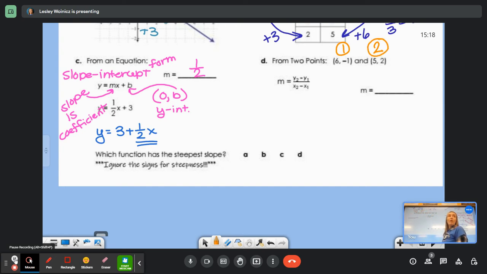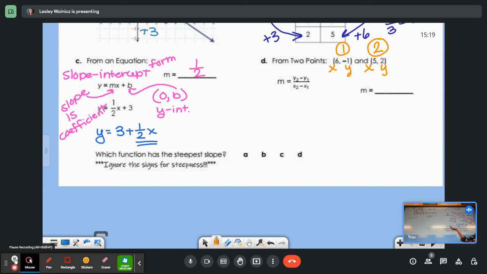Okay, each of those points has an x and y. Would you label them now? Write a little x under the 6 and a little y under the -1. And same thing for the 5 and 2. Give them an x and y. Now, I've got 2 different x's that I'm calling x. How confusing is that? Not confusing.